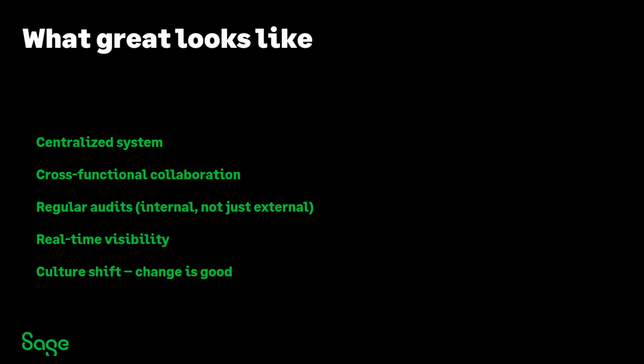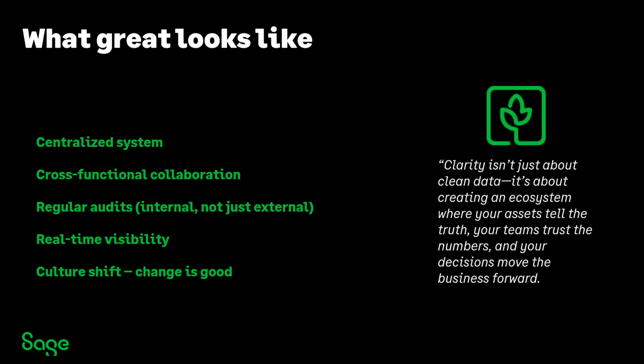And then what happens there is the culture shifts. We're much happier. We're working as a team. Everything is just better, right? So not only is our data better, but we're feeling happy and we're feeling good. And that's what is really important. So clarity isn't just about clean data. It's about creating an ecosystem where your assets tell the truth, your teams trust the numbers, and your decisions move the business forward, clean and precise.